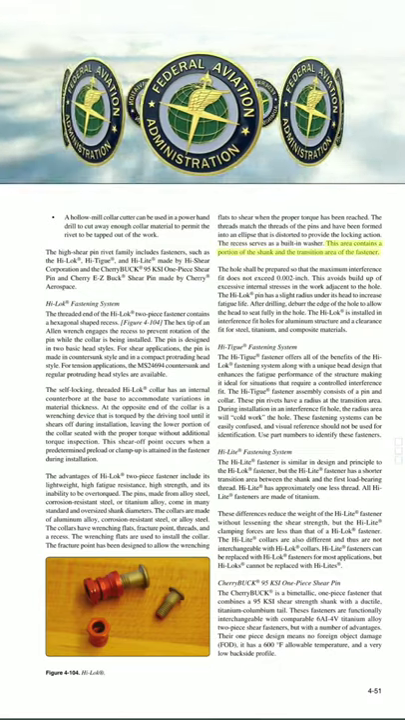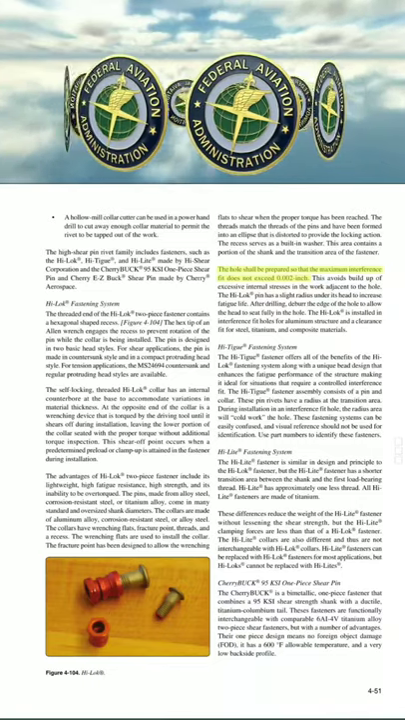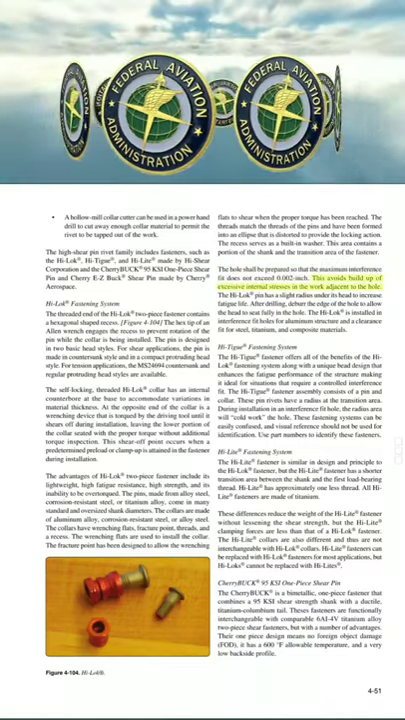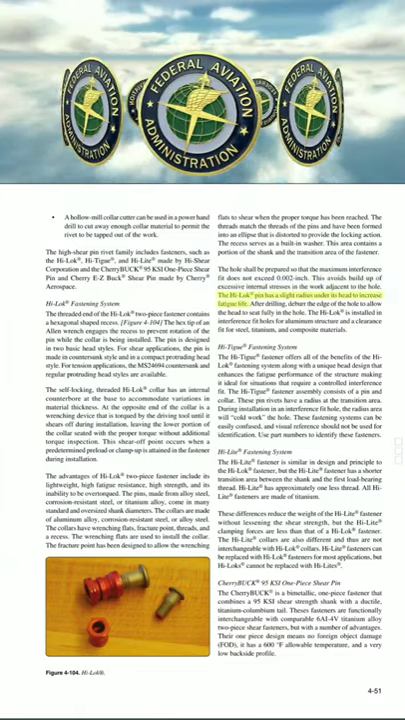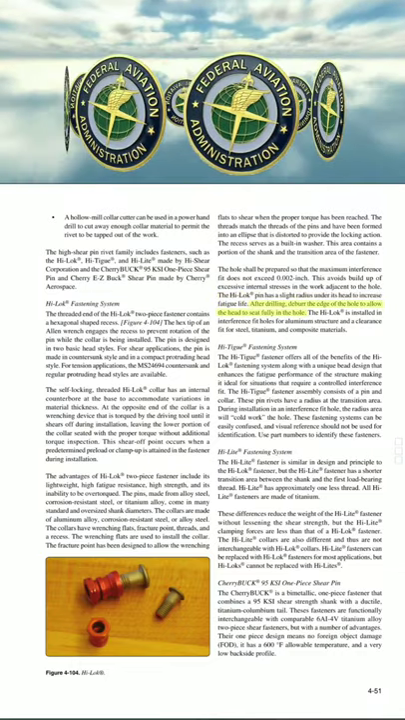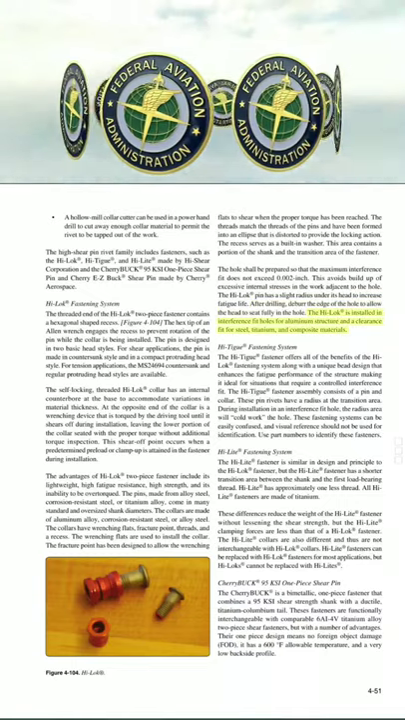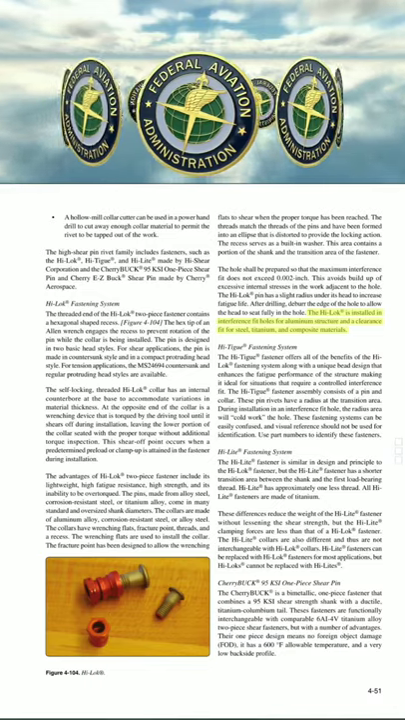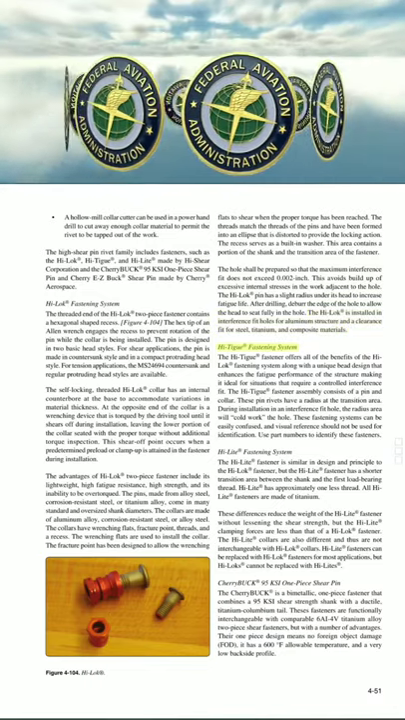This area contains a portion of the shank and the transition area of the fastener. The hole shall be prepared so that the maximum interference fit does not exceed 0.002 inch. This avoids buildup of excessive internal stresses in the work adjacent to the hole. The Hi-Lok registered pin has a slight radius under its head to increase fatigue life. After drilling, deburr the edge of the hole to allow the head to seat fully in the hole. The Hi-Lok registered is installed in interference fit holes for aluminum structure and a clearance fit for steel, titanium, and composite materials.